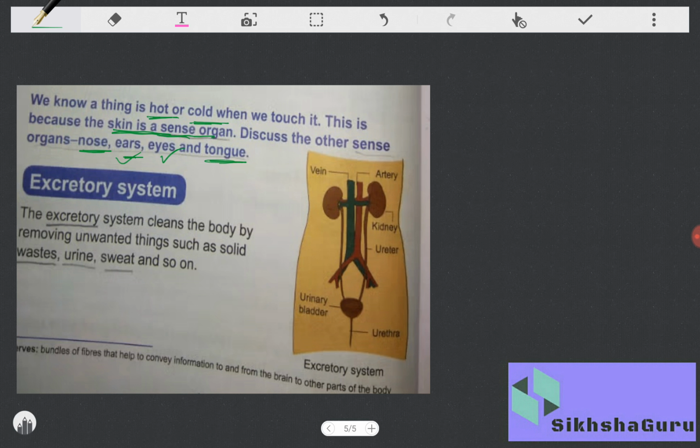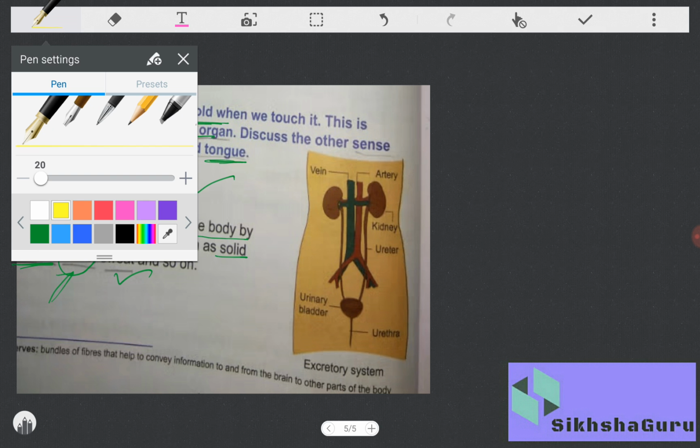Now, the excretory system means elimination of waste from our body. Through sweat also we can excrete, and our solid waste is excreted through the rectum, and through the kidney in the form of urine, this liquid waste. So the excretory system cleans the body by removing unwanted things. Our body doesn't want these things. So a picture is given in your book.